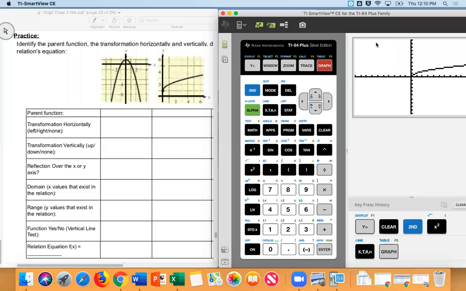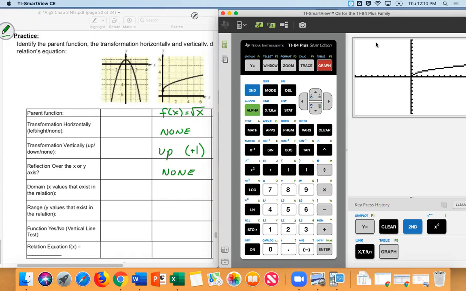All right, so yesterday we left off with this. The parent function was the square root of x, right? And then we talked about, did we move it horizontally? And we said no. There was no horizontal shift, but we did move it up 1. So I wrote +1. There wasn't a reflection over the axis, so that was none. Now, the most important part here is understanding this domain and range, because that's what a lot of 3.7 is on, just domain and range.